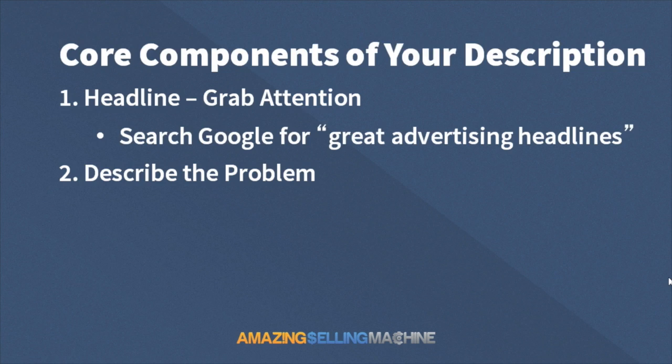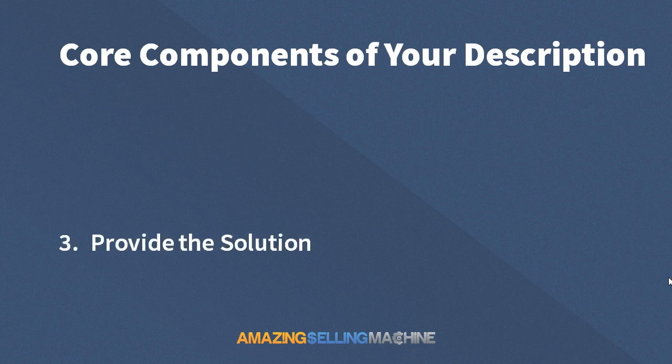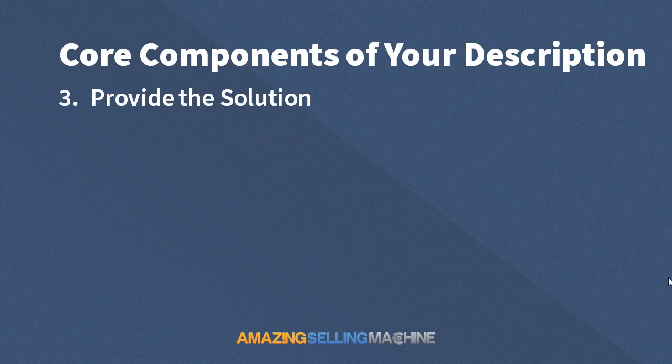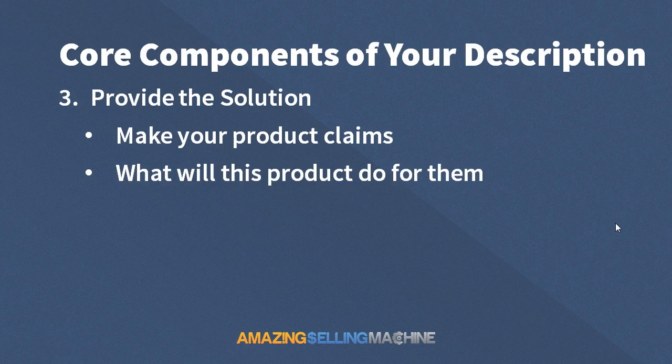The second core component is we're going to describe the problem. And like I mentioned a minute ago, we're going to actually read the reviews to discover the problems that other customers are having. Then we're going to identify that problem or problems and put that right into the second part of our description. Next, we want to provide the solution. So the solution is how our product is solving their problem. Here we're going to make our product claims. We're going to tell them exactly what our product does and how it solves the problem or problems that they have. We're going to tell them exactly what this product will do for them. And this solution is where we're going to put what this product is doing for them.